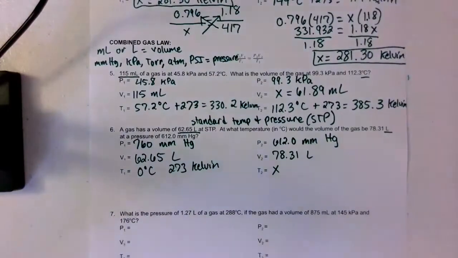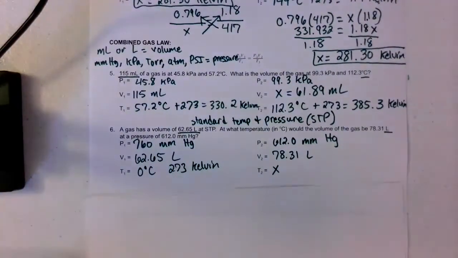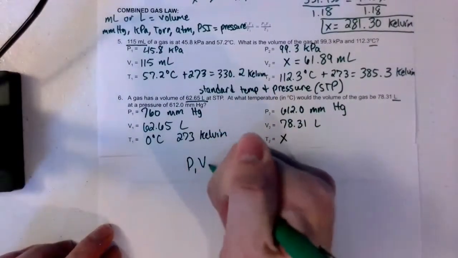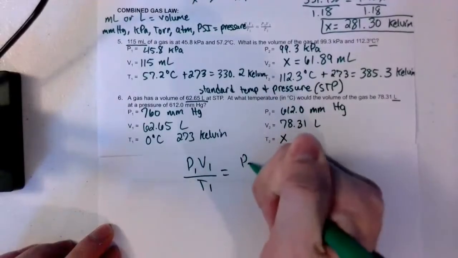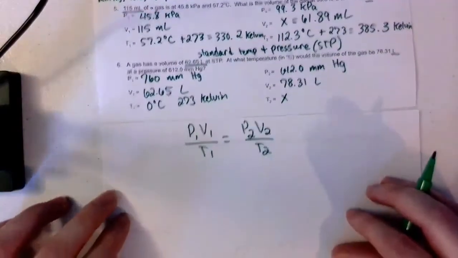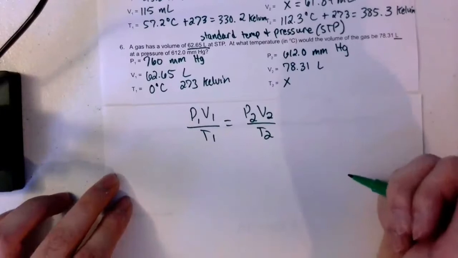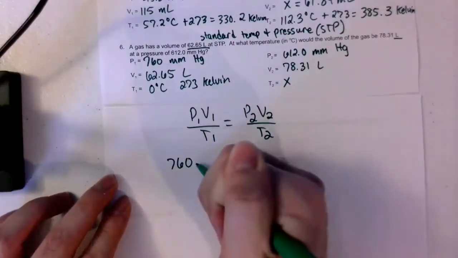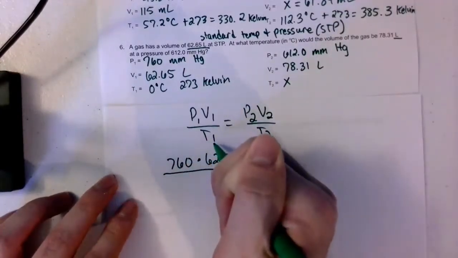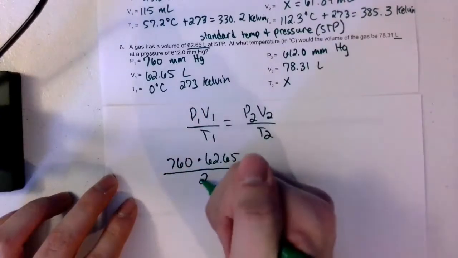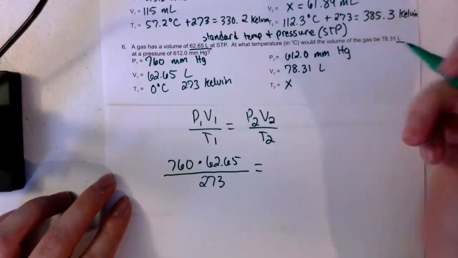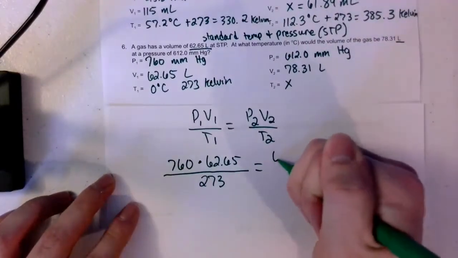Alright, so let's write out the formula that we'll need here, which was P1V1 over T1 equals P2V2 over T2. Now I'm just going to plug these values into my formula. The first one I have is 760, and I'm going to multiply that times the 62.65 over the temperature. Remember, you have to use the Kelvin temperature, so that's going to be 273. And then on the other side, I've got 612 mmHg, which is millimeters of mercury.